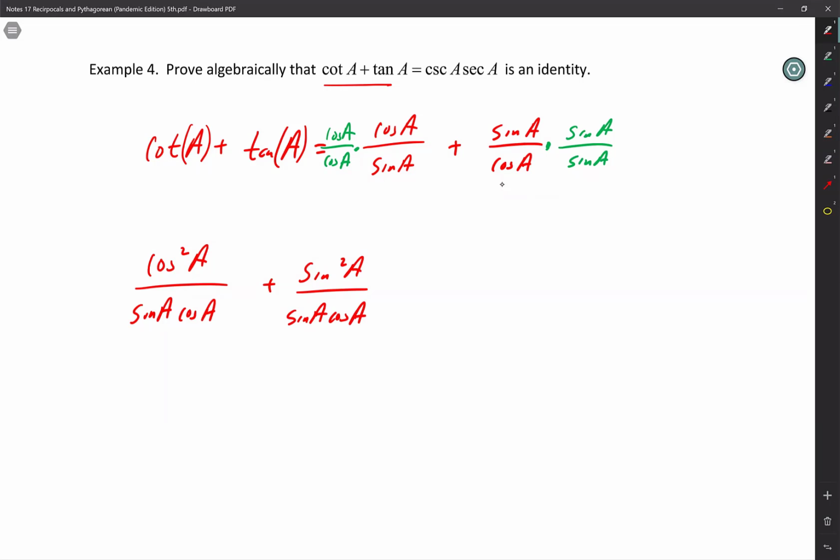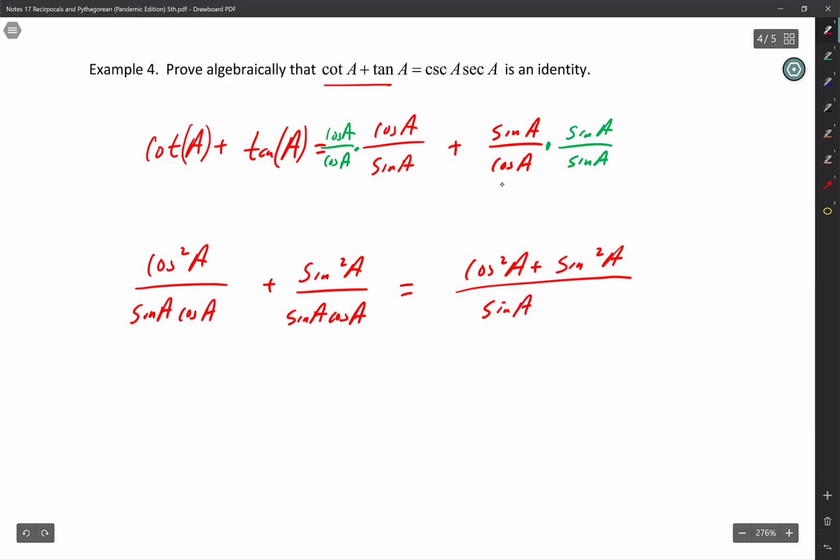Now that my denominators are the same, I'm going to rewrite it as cosine squared A plus sine squared A, all over sine A cosine A. So catch up to here.